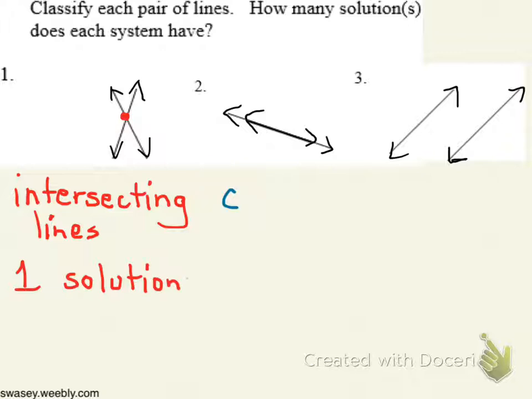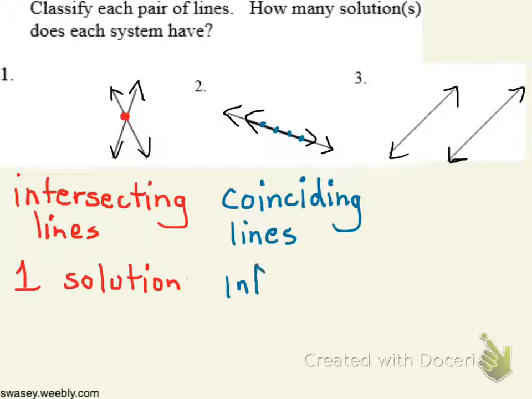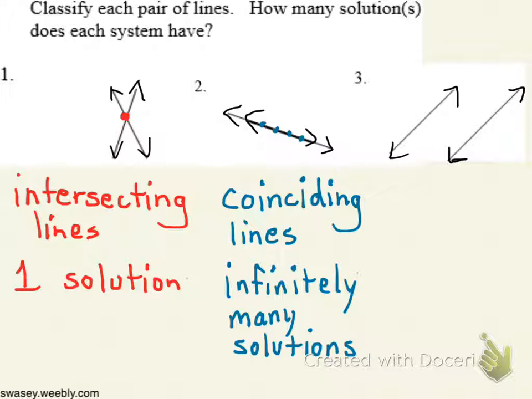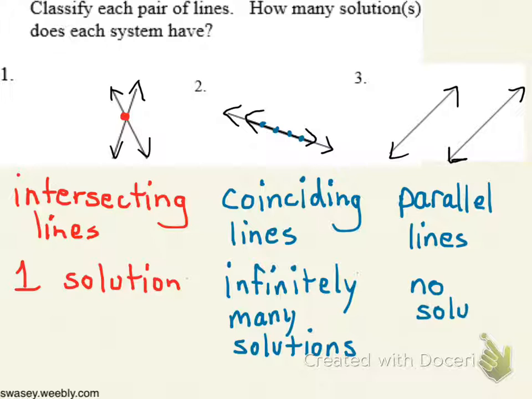For the second pair of lines we have coinciding lines, lines that are right on top of each other. And so all the points on one are also on the other, so that's infinitely many solutions. And then this third pair of lines, they are parallel. There's no points in common, so there are no solutions.